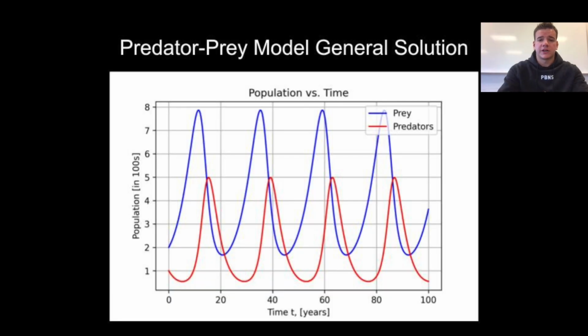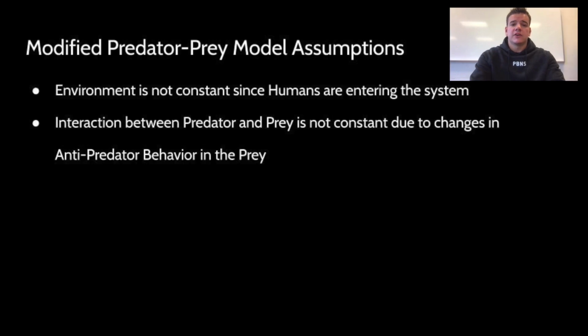The solutions of the predator-prey model have the following form. Here we see the population of predators and prey throughout the time. Both predators and prey populations are periodic. Now, in order for the predator-prey model to work for us, we have to make certain modifications, since the environment's not constant as humans are entering and leaving the system. More specifically, the interaction between predators and prey is not constant due to those changes in anti-predator behavior of prey.